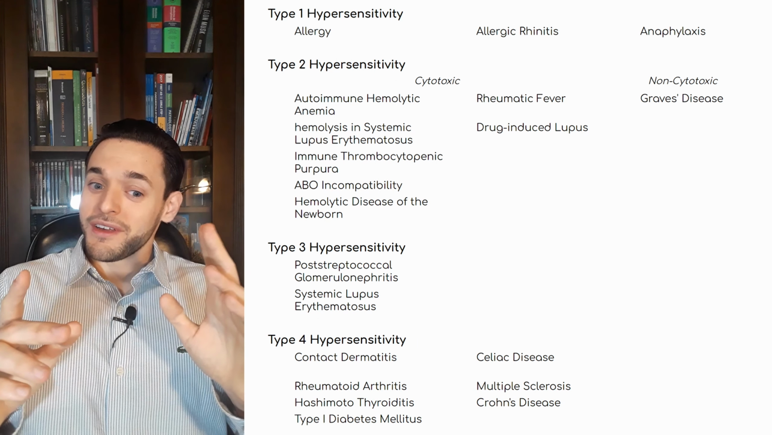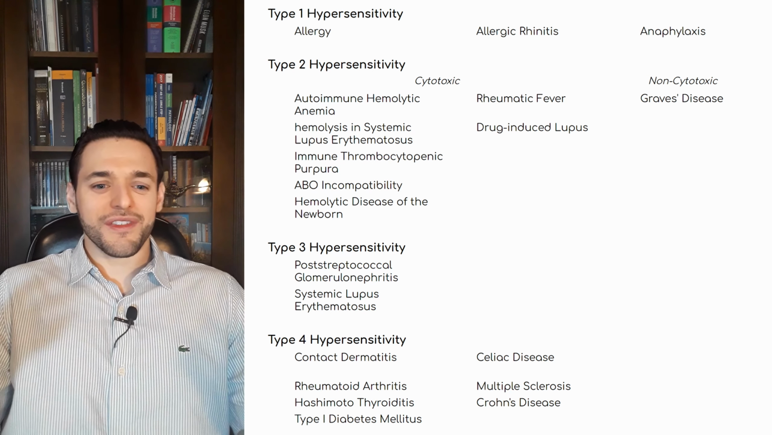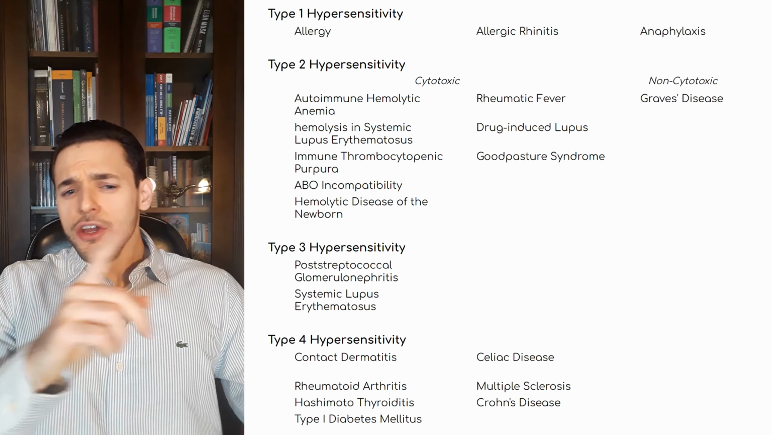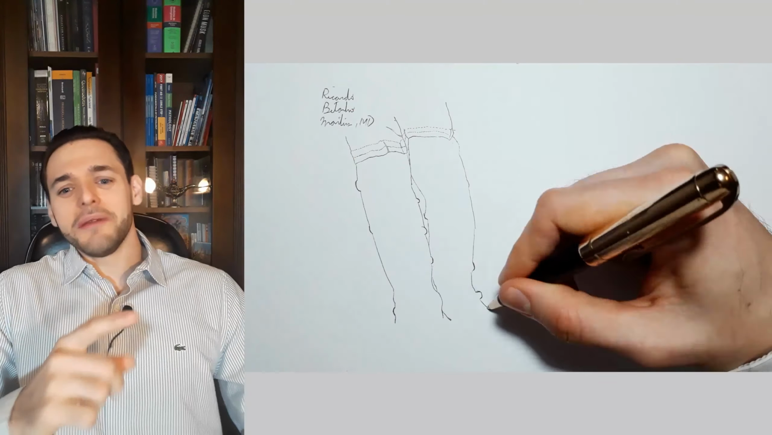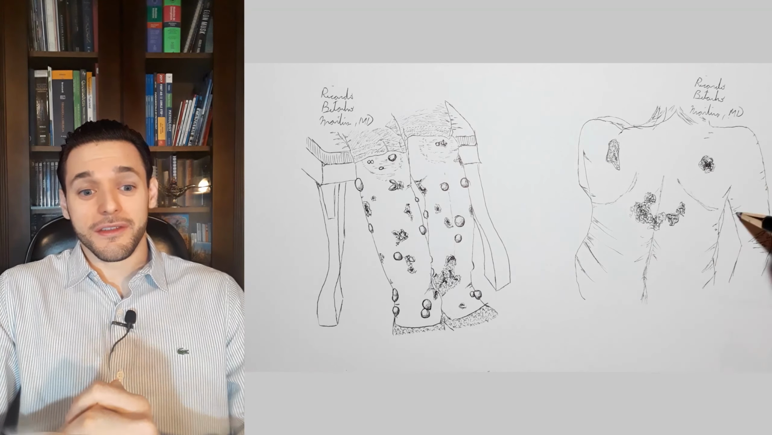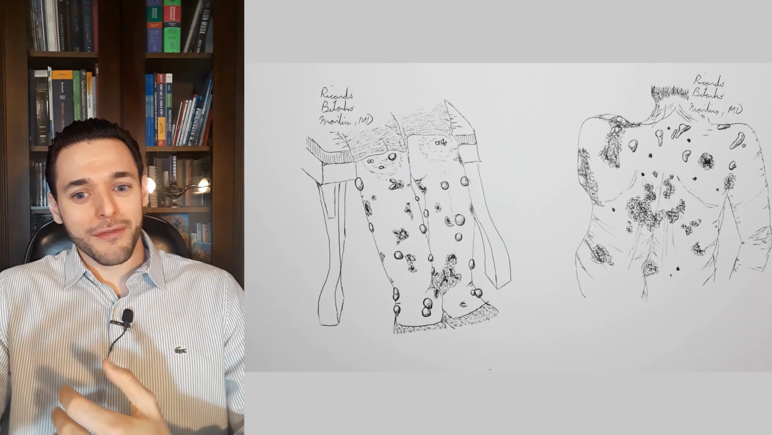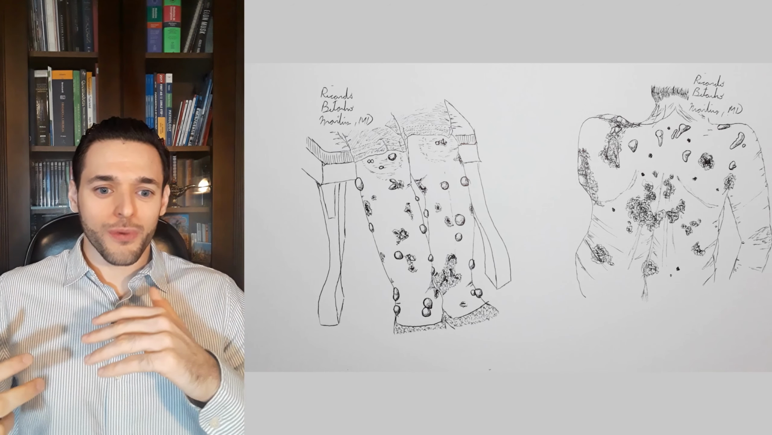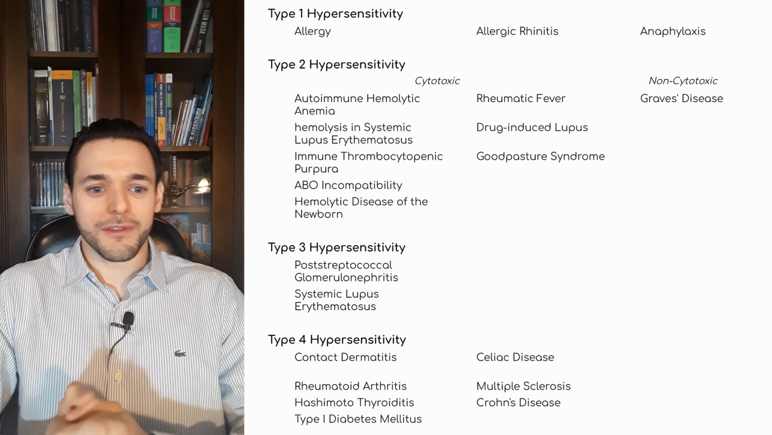And you know what I'm gonna say? If we have immunoglobulins attacking tissues, this is type 2 cytotoxic hypersensitivity. You want another example of cytotoxic type 2 hypersensitivity? Some time ago I made a video on blistering skin diseases. Well, both pemphigus vulgaris and bullous pemphigoid are caused by autoantibodies against adhesion structures on the skin, desmosomes or hemidesmosomes.